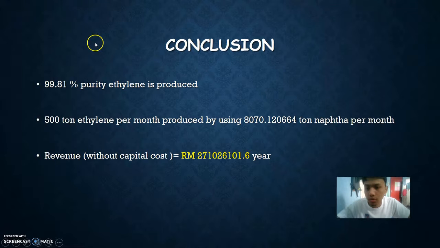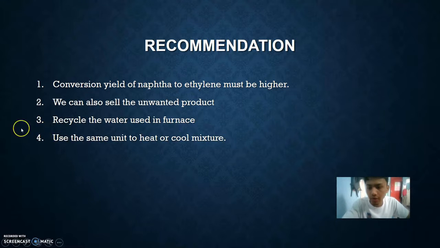and the conclusion is that around 99.81 purity of ethylene is produced. It does not reach our target, because we need 99.99. So around 500 tons of ethylene per month is produced by using 1,000 tons of naphtha per month. This is the revenue. So the recommendation is that the conversion of naphtha to ethylene must be higher.